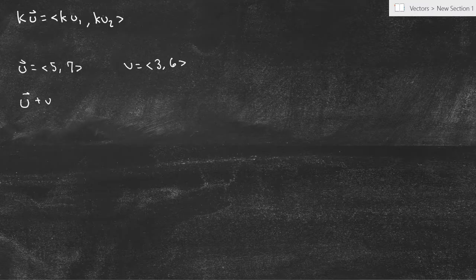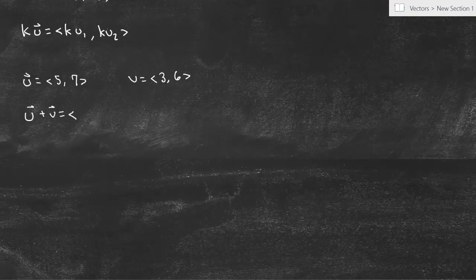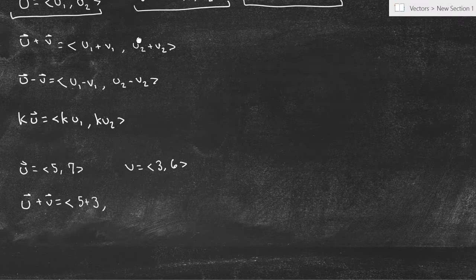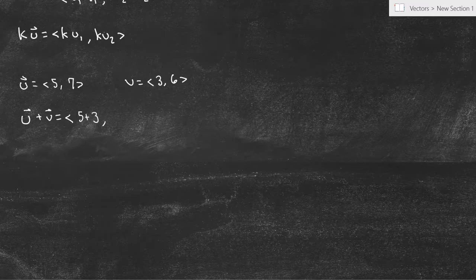Let's make up a vector. We'll have vector u equals 5, 7, and vector v equals, we'll say, 3, 6. So let's figure out what u plus v is. We're just adding these vectors up right here. We know it's going to be u1 plus v1, which is 5 plus 3. That's going to be the x component. Then we're going to have u2 plus v2, which is 7 plus 6, and that's the y component. So if we simplify that, we get that u plus v equals 8, 13. And that would be the vector.